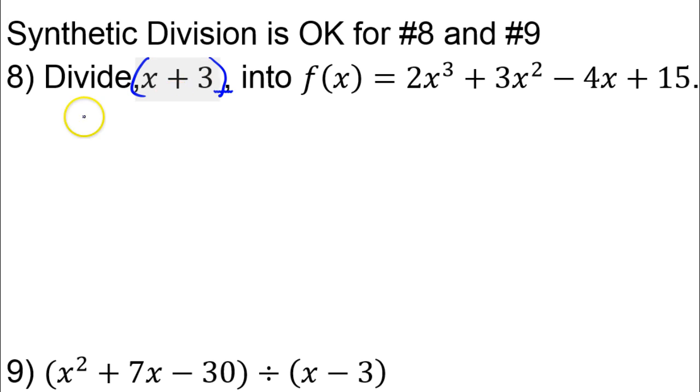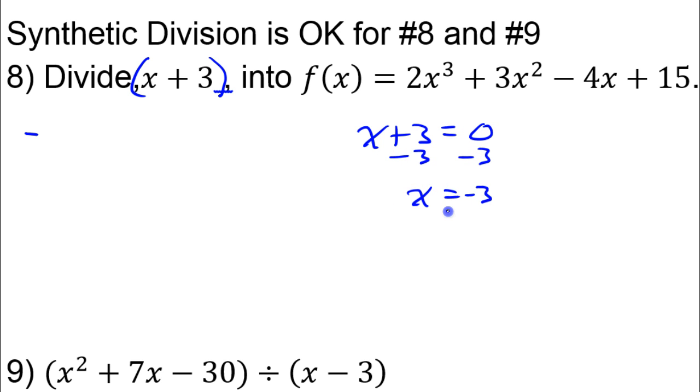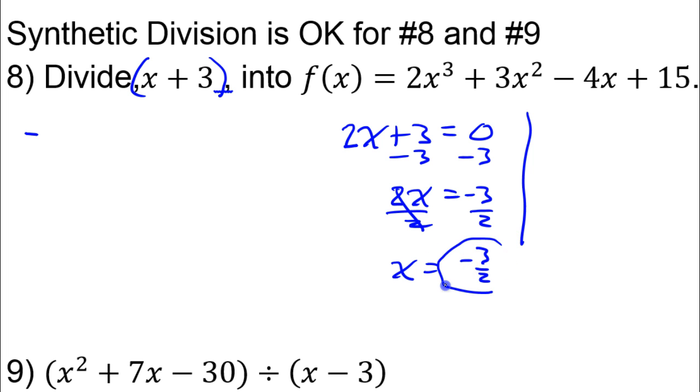Okay, so synthetic division is easy and fast. If I want to divide by x plus 3, I take the opposite. Technically I'm setting x plus 3 equal to 0, and I am solving it, and I'm getting x equals negative 3. I don't like to say opposite because what if it had been 2x plus 3? Then if I really was desperate to do synthetic division, I would have to divide by 2 on both sides, and I'd get x equals negative 3 over 2. And that is what I would put in the box.